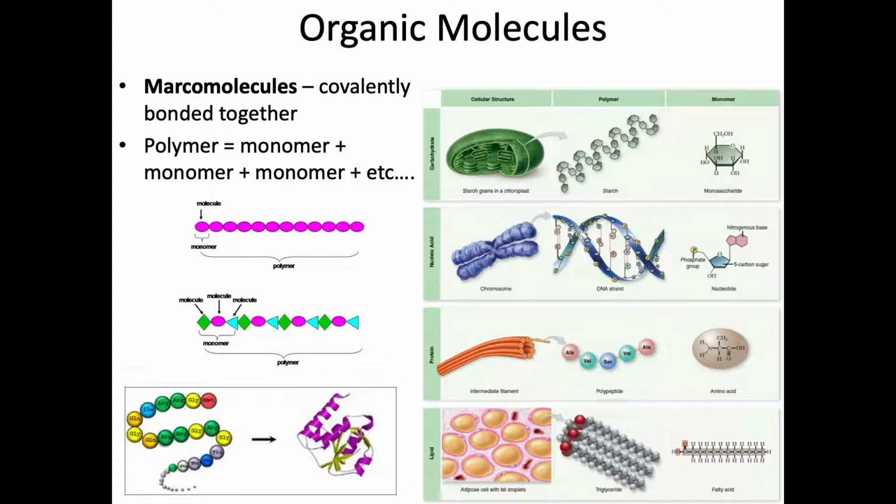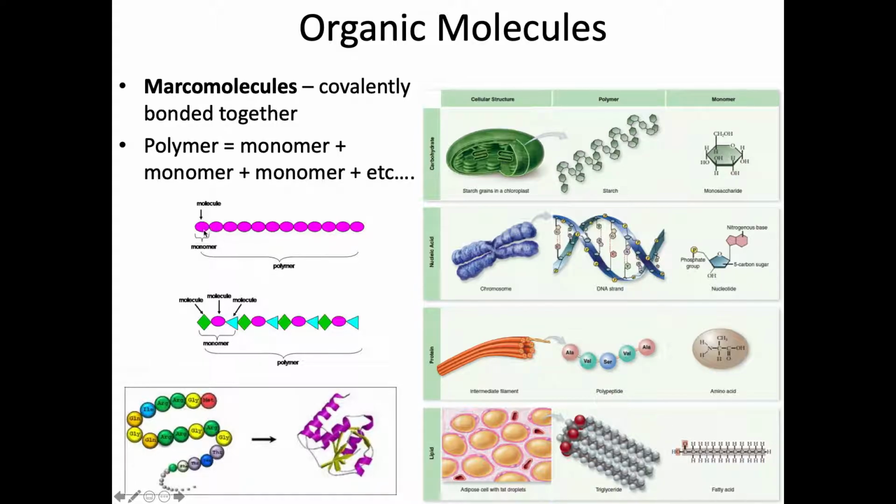Another terminology to get familiar with is macromolecules. Macro means big, and in biology we have these big molecules that are formed from small molecules. These subunits, the smaller molecules, are called monomers. What we do is bond these monomers together to form a polymer. Mono means one and poly means many.